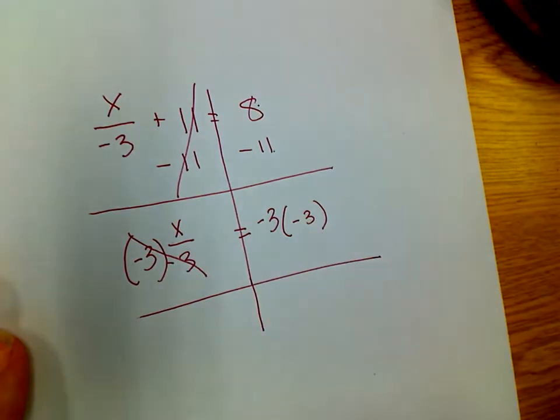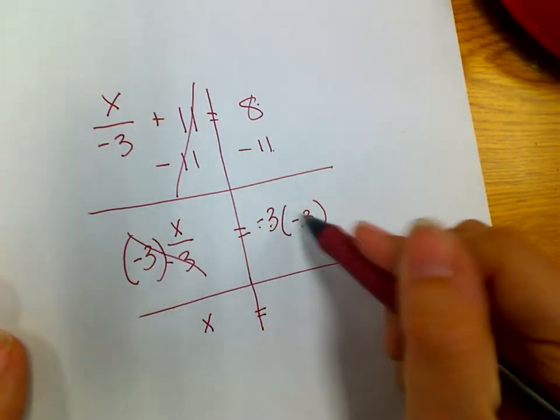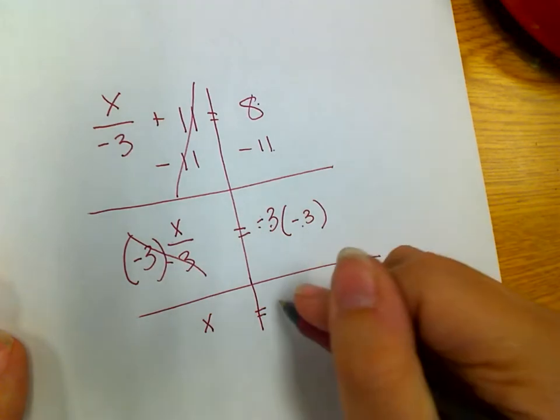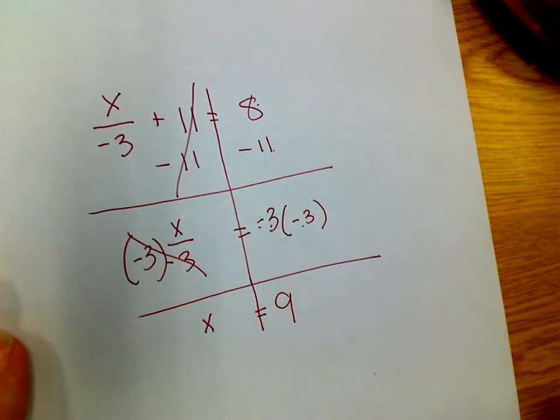That leaves me with x equals negative 3 times negative 3. That's two negatives, so that'll turn into a positive when I'm multiplying, and 3 times 3 is 9. So x equals 9.